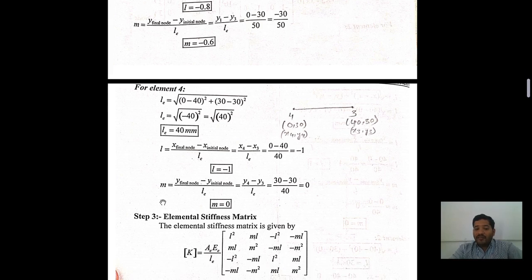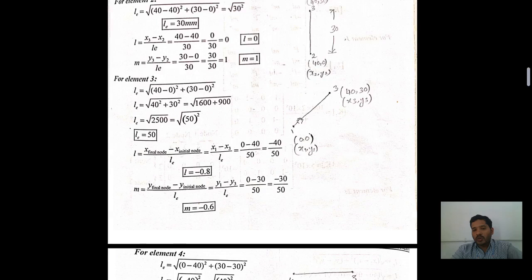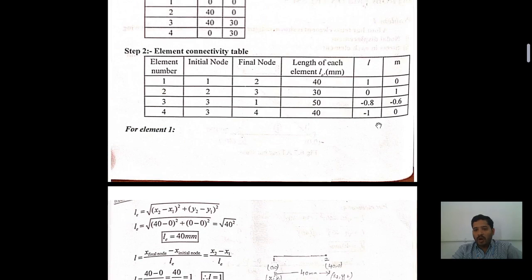Then we need to find out the value of M, which is sin theta. The formula is y final node minus y initial node by LE. Here it is y4 minus y3, 30 minus 30, by the LE value we got here, 40 mm. So 0 by anything is 0. So L is equal to minus 1, M equal to 0. We need to substitute L equal to minus 1, M equal to 0 in the tabular column.